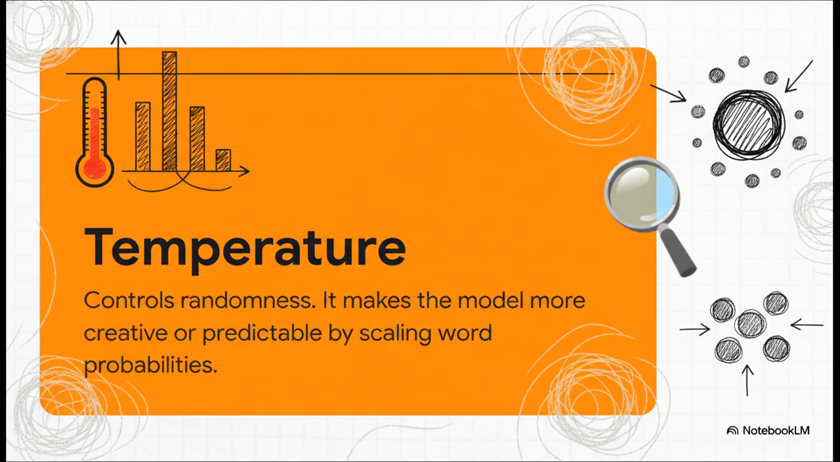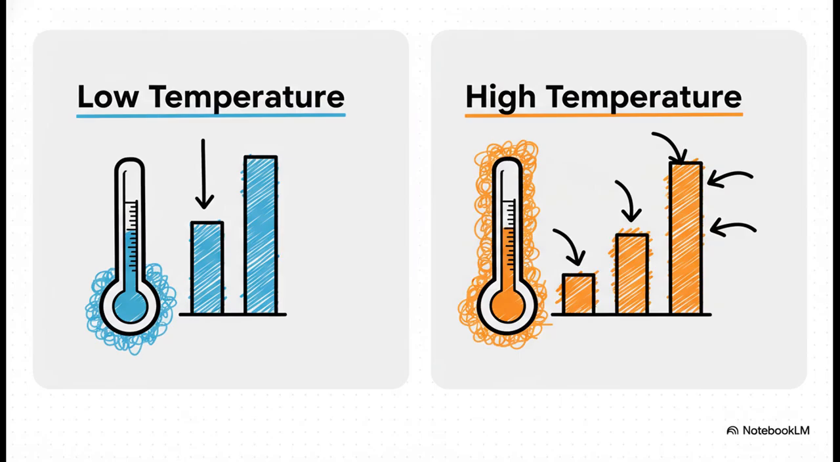A low temperature sharpens the differences, making the top choice even more likely to be picked. But a high temperature flattens everything out, giving those less likely underdog words a much better shot at being chosen. So, with a low temperature, the model is playing it super safe. It's almost always going to pick Delhi. But when you crank that temperature up, the odds change. Suddenly, Mumbai and even Chennai become real possibilities. This is how you get those more varied, creative, and sometimes just plain weird responses.